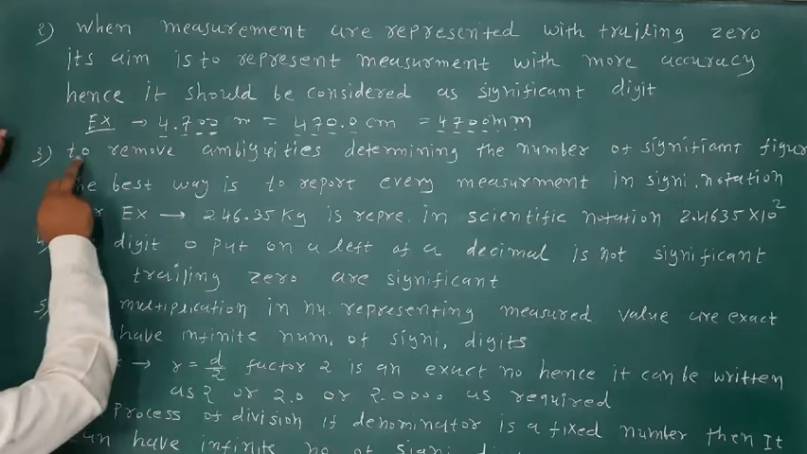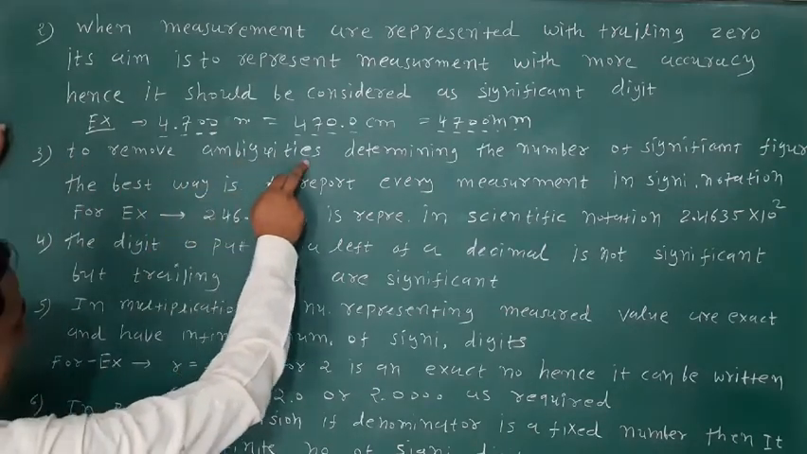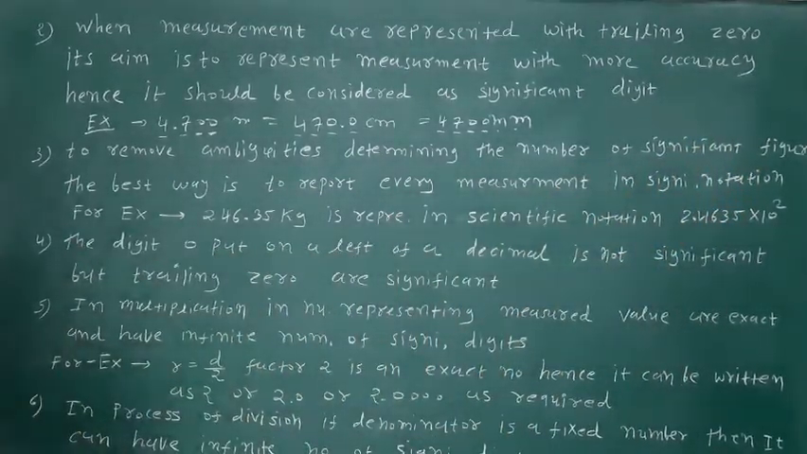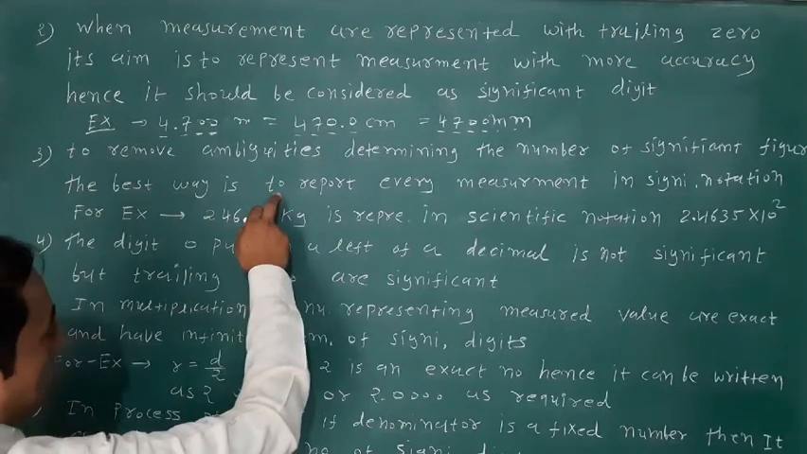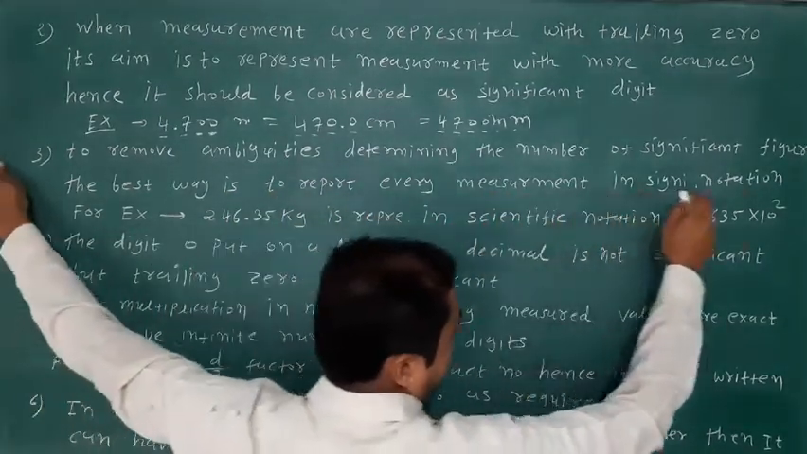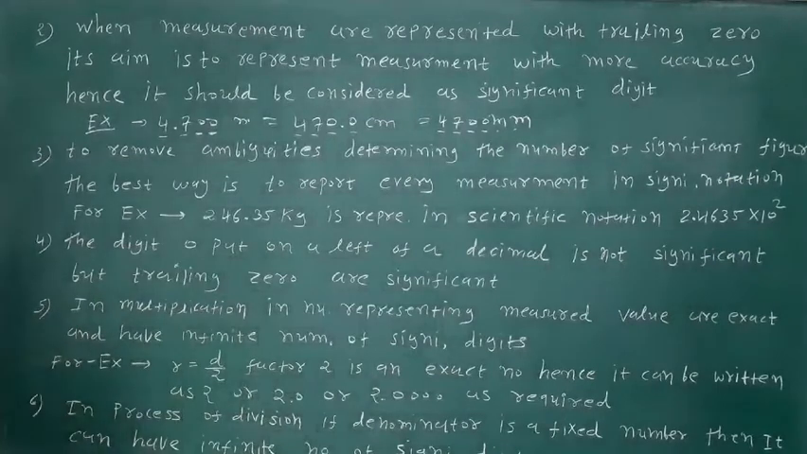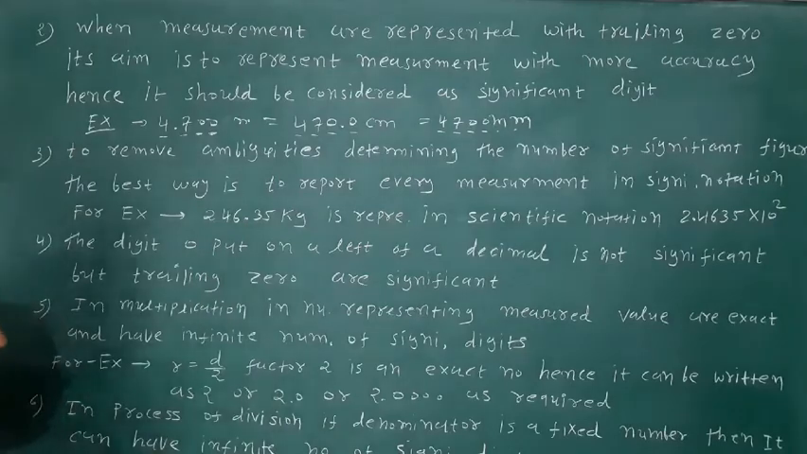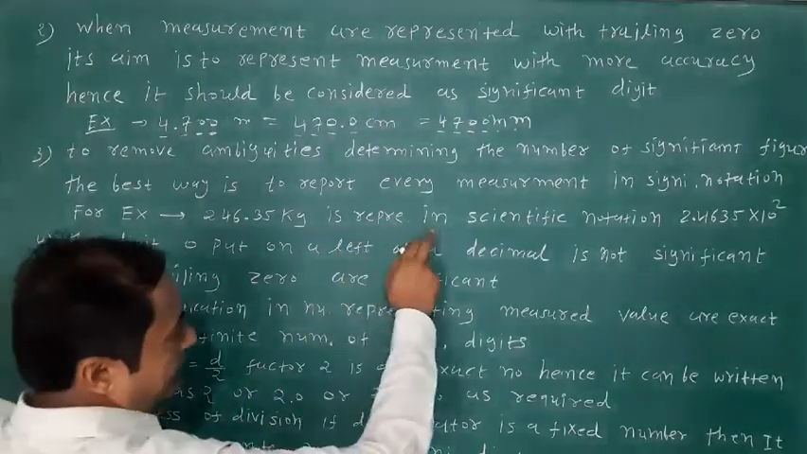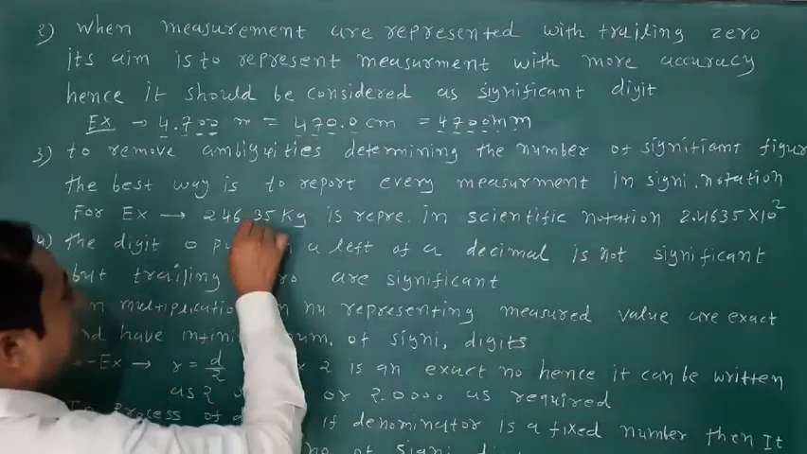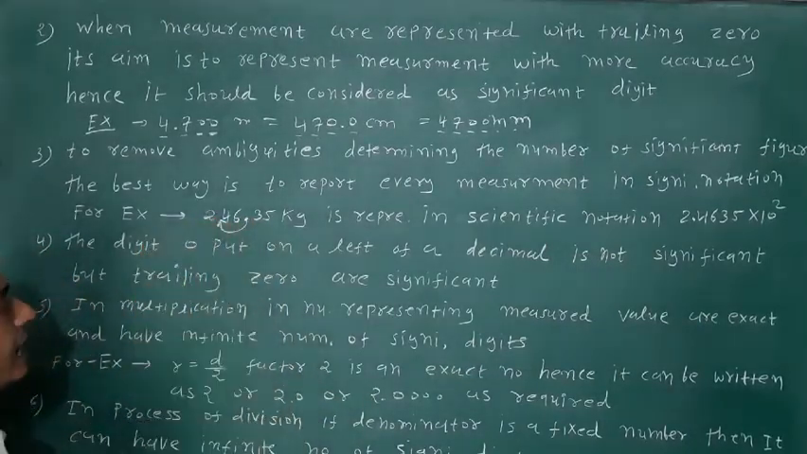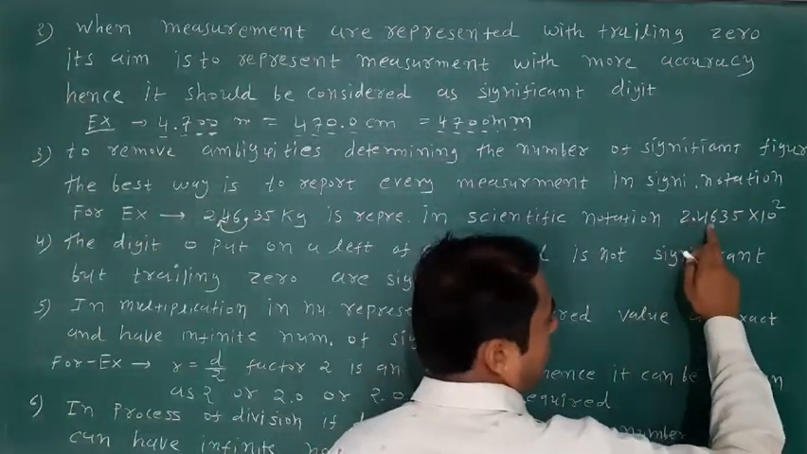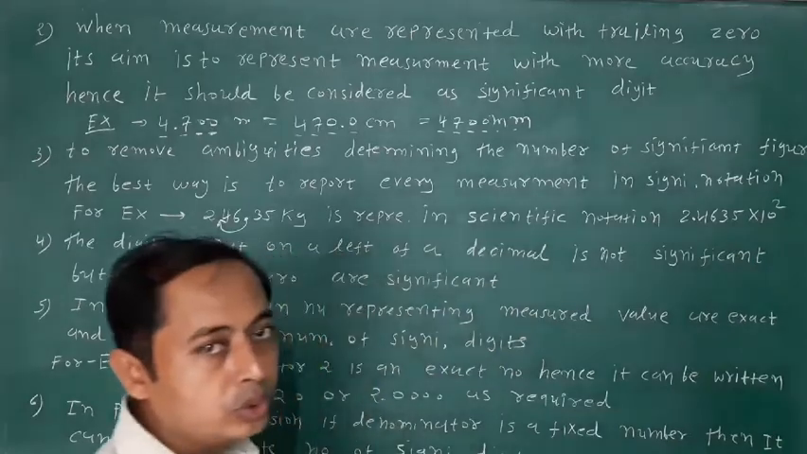Third, to remove ambiguities in determining the number of significant figures, the best way is to report every measurement in scientific notation. For example, 246.35 kg is represented in scientific notation. Means the decimal point moves to the left, and we can write 2.4635 cross 10 raised to 2.